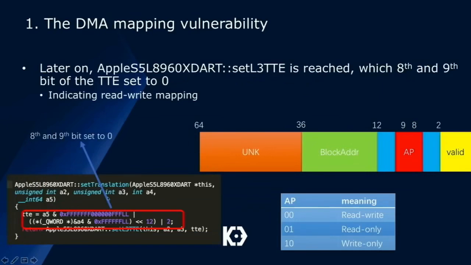And in the lower level implementation, when the set translation API is called, you can find that the 8th bit and the 9th bit of the TTE are both set to 0, which indicates, from our previous research, that 0,0 means read and write. It means for any kind of userland mappings or kernel land mappings, once it is translated and mapped into the I/O space, it is always read and write.